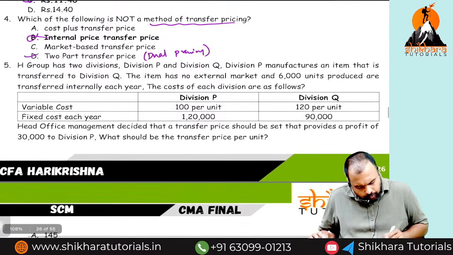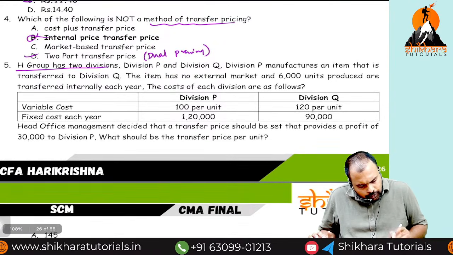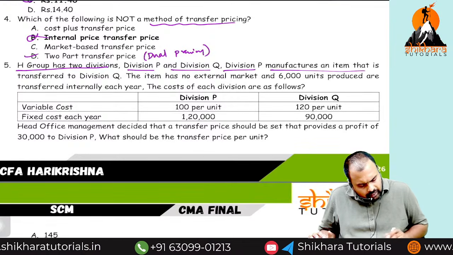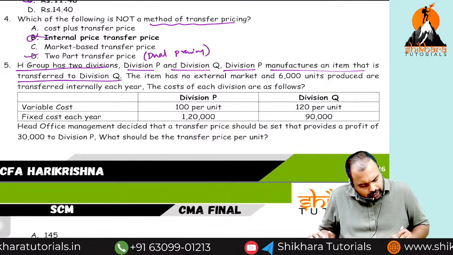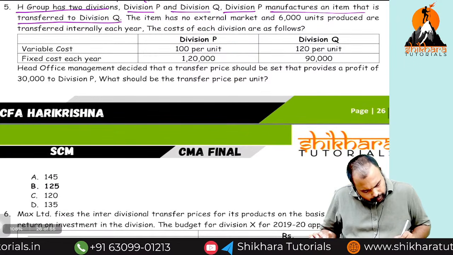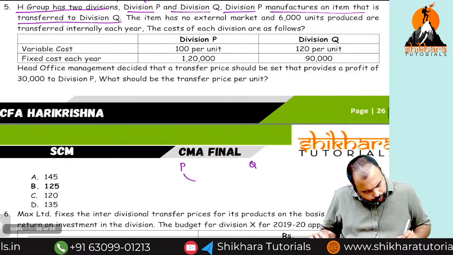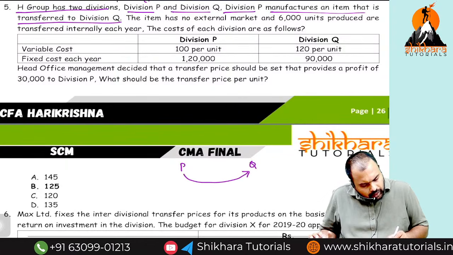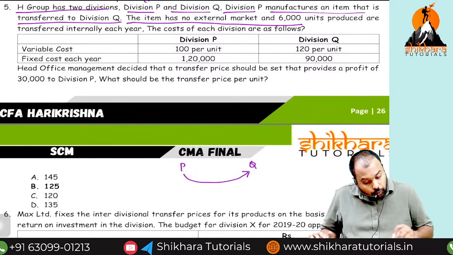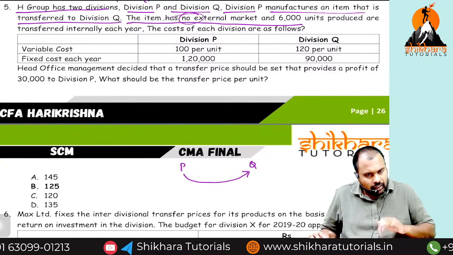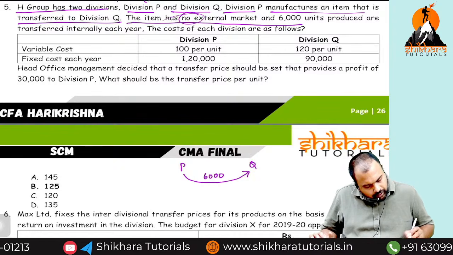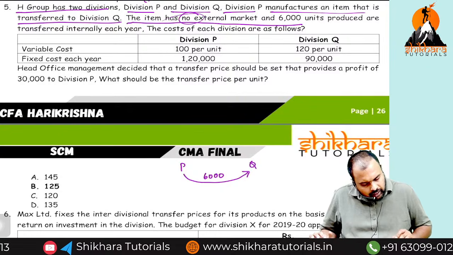Next, H Group has two divisions, division P and division Q. Division P manufactures an item that is transferred to division Q. Now they are saying that P is transferring to Q. There is no external market, so they have to transfer internally only, and 6,000 units were transferred internally each year.